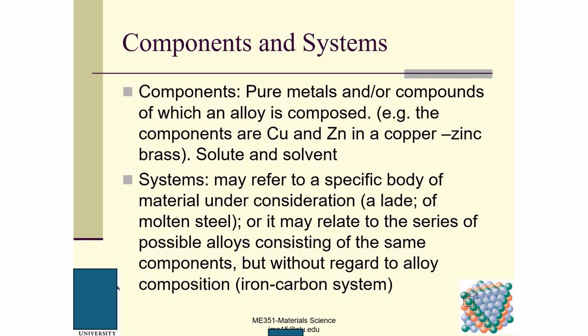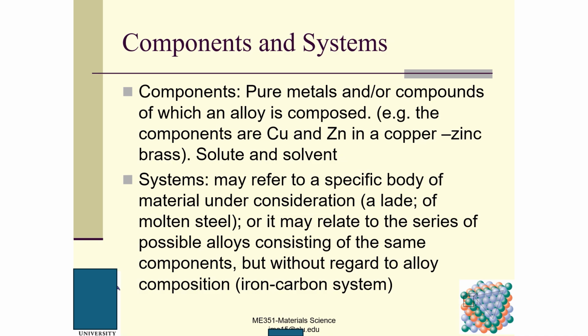First, we talk about components and systems. There are two different concepts. Components, we call pure metals, or the compounds of which an alloy is composed. For example, the components are copper and zinc in a copper-zinc brass. These are the components. And among the components, we have the solute and solvent.